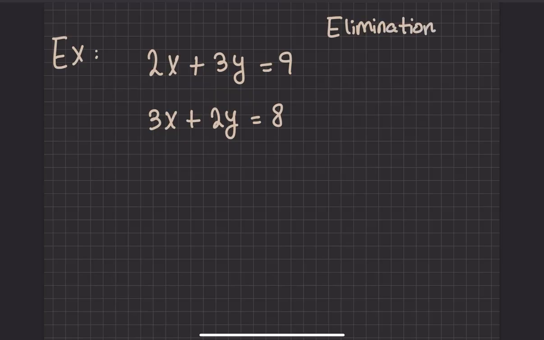So let's take a look at it. First, I'm going to label my first equation and my second equation. Based on the trick I told you earlier, you can see none of my variables have the same number. The numbers don't match. For my x variable, the first one is 2, the next one is 3, doesn't match. For my y variable, in my first equation I have 3, and in my next equation I have 2.